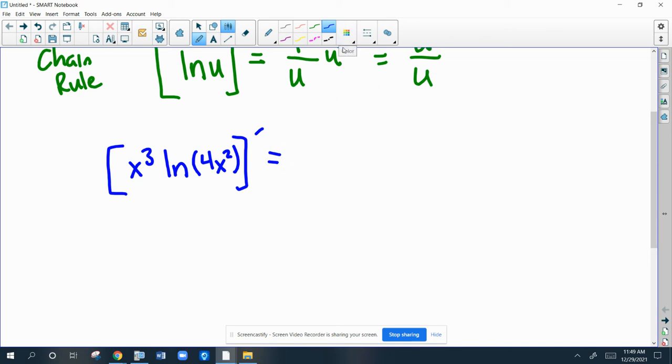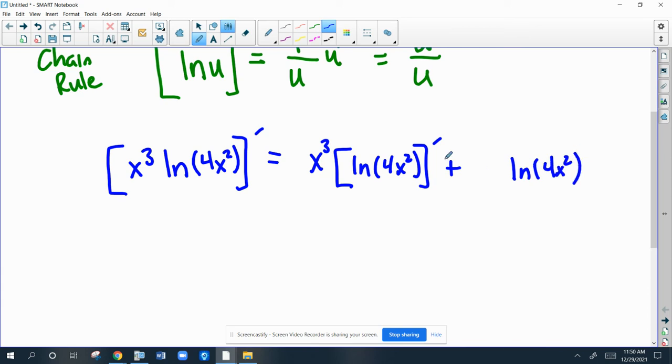I'm going to do it symbolically just so I can remember. I'm going to ignore the natural log at first and just follow the power rule. So it's the first times the derivative of the second, which is the derivative of the natural log of 4x squared, plus the second, which is the natural log of 4x squared, times the derivative of the first, which is the derivative of x cubed. So now I have my derivative all planned out.